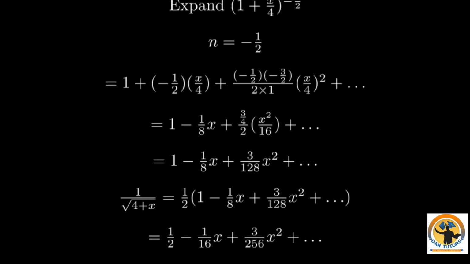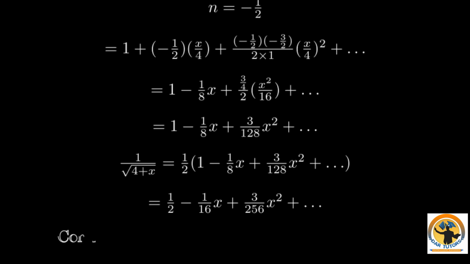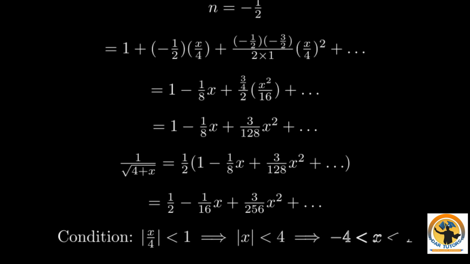Finally, we must state the condition for which this expansion is valid. The expansion is valid when the absolute value of the x term, which was x over 4, is less than 1. This simplifies to the absolute value of x being less than 4, or x being between negative 4 and 4. It's crucial to include this condition in your final answer.